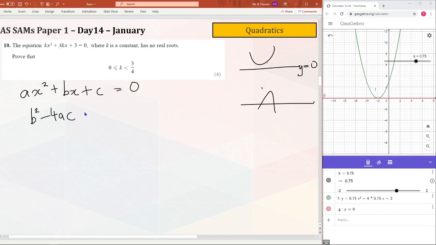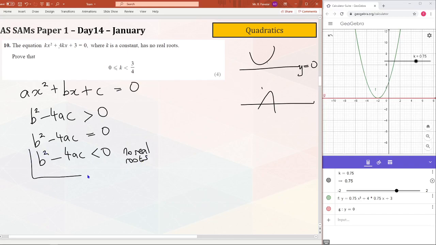If the discriminant is greater than 0, then I know I've got two solutions. If the discriminant is equal to 0, I know I've got one real solution. And if the discriminant is less than 0, we've got no real roots. And that is the key part of this question, being able to realize that I need to apply this part of my discriminant knowledge to this question: no real roots.